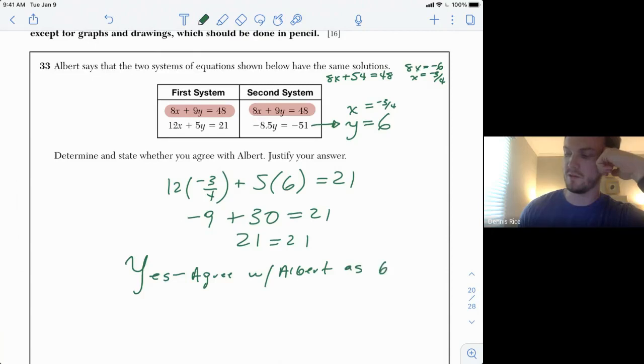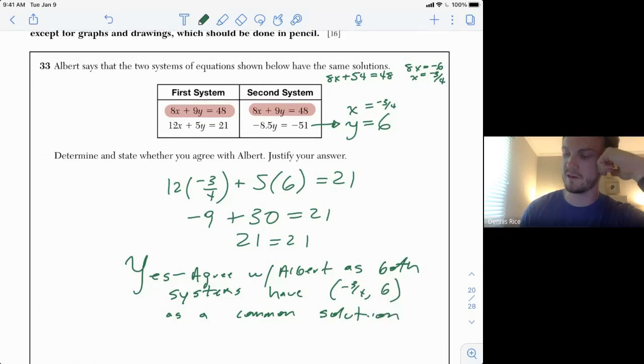As both systems have (-3/4, 6) as a common solution. We showed some work, we're explaining our answer, we got the whole setup here. That's how I would probably do this question. You could do a few different things. You could have solved the system on the left and seen if the y value was the same. There's a few things you could do, but this is probably the fastest, I think.